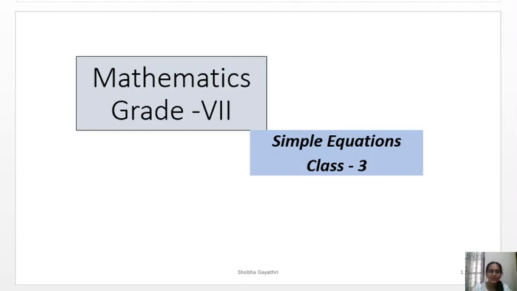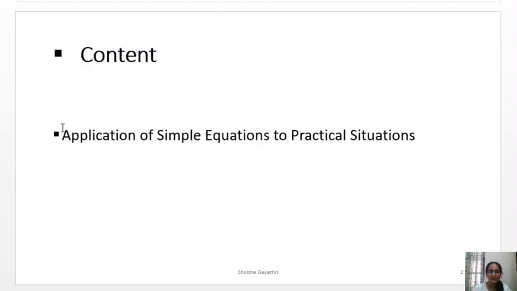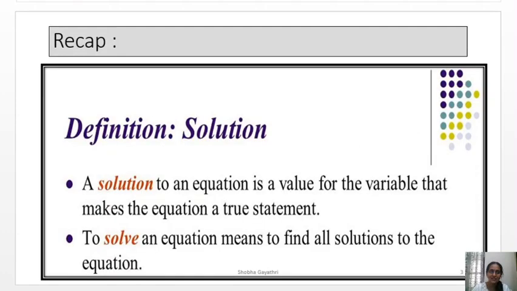In this module, we will see how to apply the concept of simple equations to practical situations. First of all, let us recollect whatever we have learned in the previous classes. That is, we have learned about solution. What do you mean by solution? It is the value of the variable which makes the statement true. To solve an equation means you have to find out the value of the unknown quantity, the value of the variable in that equation.